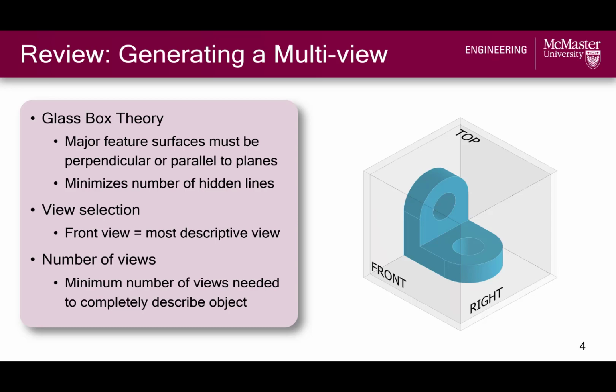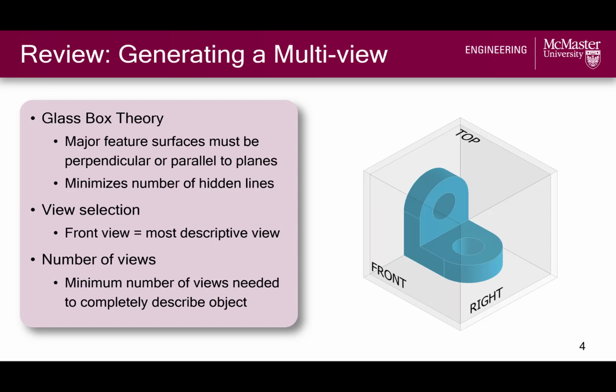Recall the glass box theory that we used to generate third-angle projections. A key consideration in this strategy is the orientation of the object within the glass box. Not all objects will have 6 clear faces to align with the faces of the glass box, but even if this is the case, we want to orient the object such that the major feature surfaces are perpendicular or parallel to the faces of the glass box.